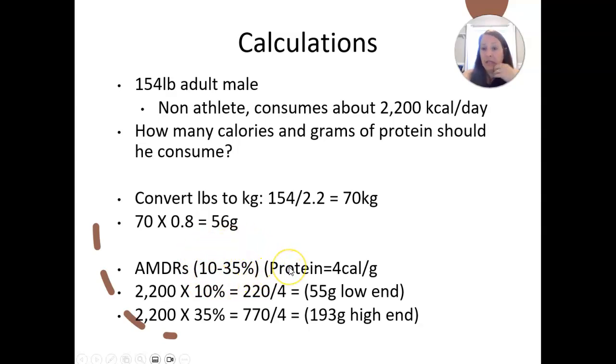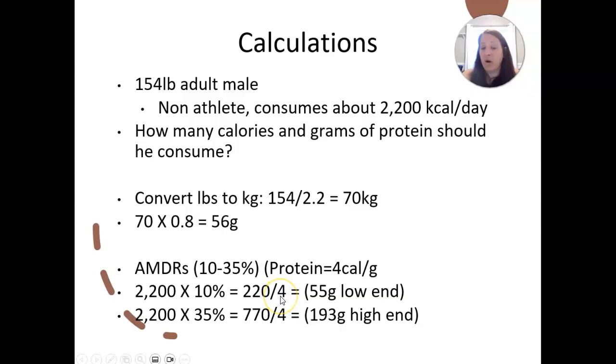Okay, remember that protein is 4 kilocalories per gram. So we need both of those numbers. At the low end of the AMDR, let's say 10% of this individual's calories are going to come from protein. So we take the total calories he consumes in a day, 2,200 calories, and multiply that by 10%, so 0.1. That gives us 220 calories. So on the low end, this individual should be consuming 220 calories from protein.